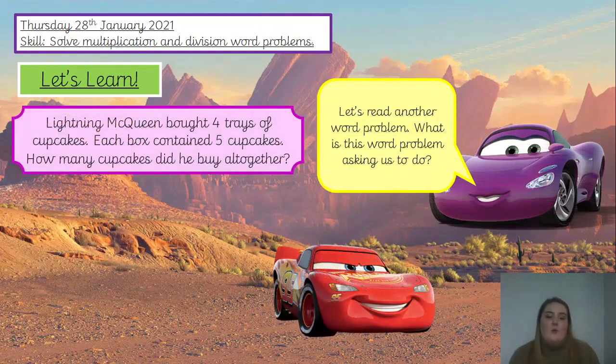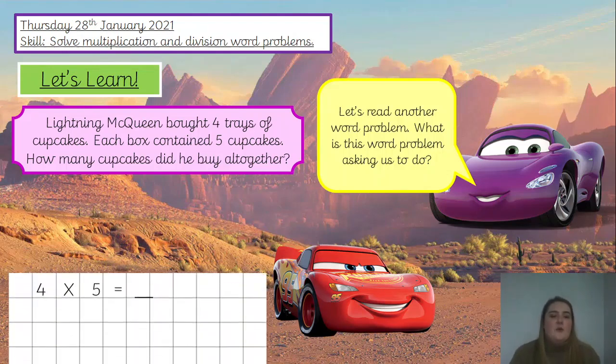Lightning McQueen bought 4 trays of cupcakes. Each tray contained 5 cupcakes. How many cupcakes did he buy altogether? So is this a division problem or a multiplication problem? Tell the person next to you. Well done, it's a multiplication problem this time.